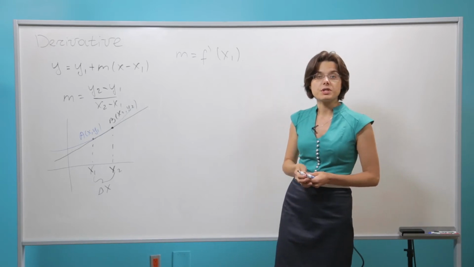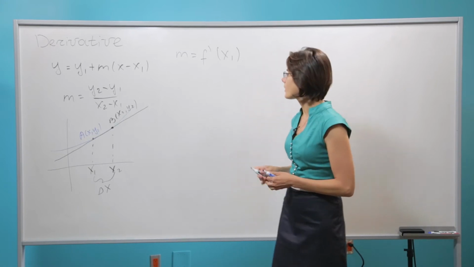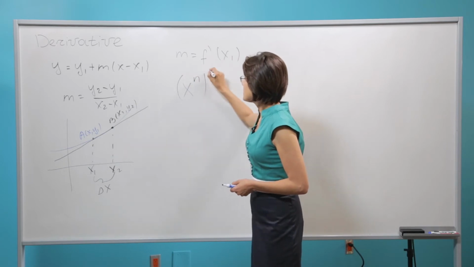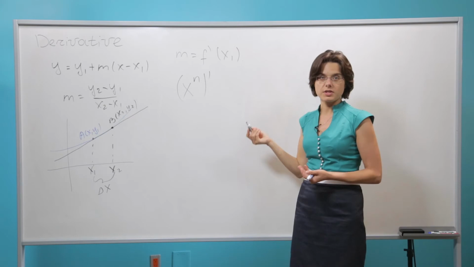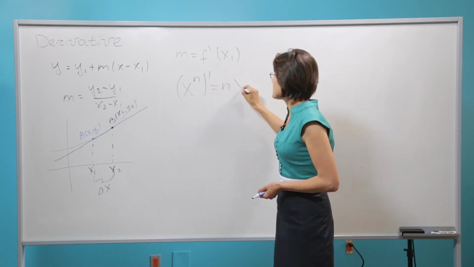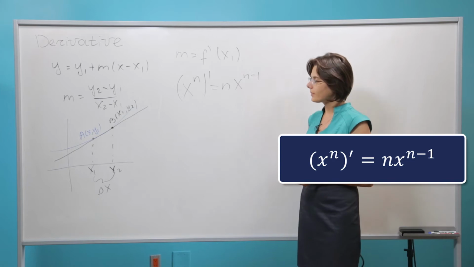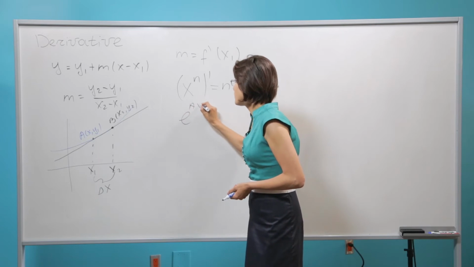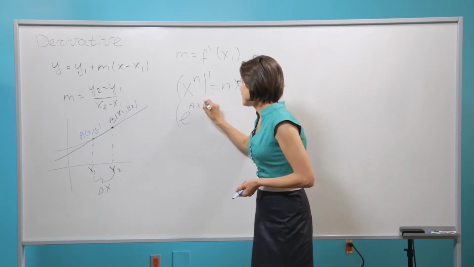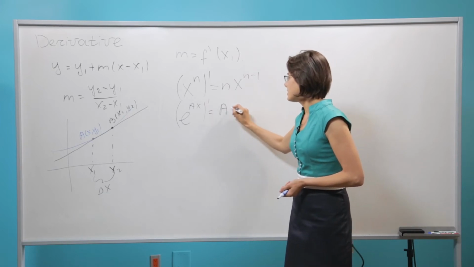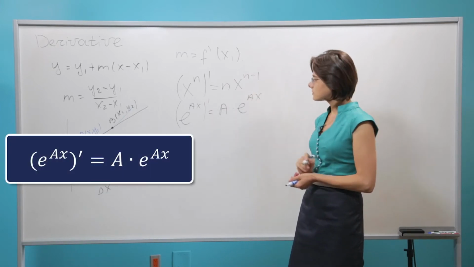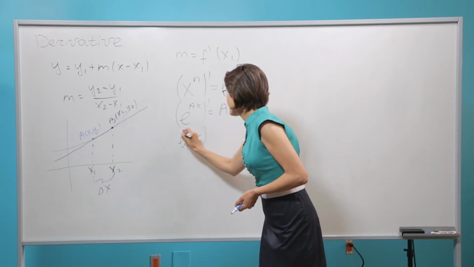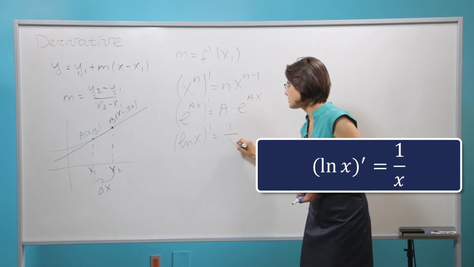Now we have some formulas for the derivatives, for the differentiation of functions. First, if we have a function that looks like x to the power of n, the derivative of it, we put prime for the sign of the derivative, is equal to n times x to the power of n minus 1. In order to differentiate the exponential function e to the power ax, where a is just any real number, the derivative will be a times e to the power ax. The derivative of the logarithmic function, and we will study only the natural logarithm here, is equal to 1 over x.